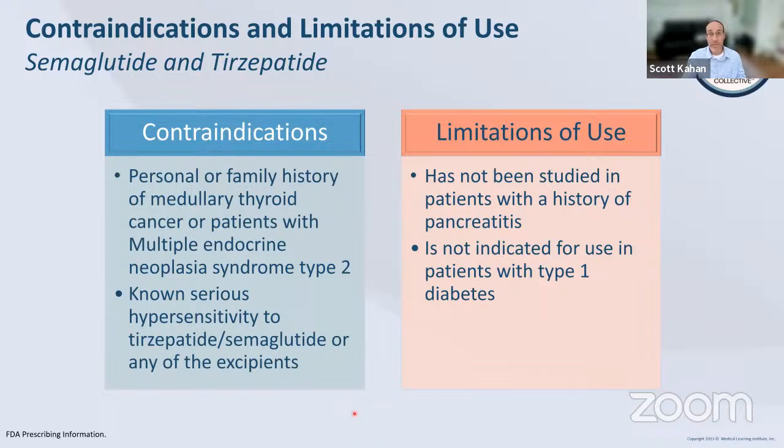So for one, the contraindications for both of them are a personal or family history of medullary thyroid carcinoma or MEN syndrome type 2, and of course, a known hypersensitivity to tirzepatide or semaglutide or any of the excipients. Now, neither of these have been studied in patients with a history of pancreatitis. We know that the GLP-1 medications as a class do increase the risk of pancreatitis. It's not a large increase, but it's a real increase. We need to be mindful of that. In general, we avoid using the medication in people with a history of pancreatitis. And if someone develops pancreatitis on it, of course, we stop the medication. It's not indicated. It hasn't been fully studied, neither of them, in patients with type 1 diabetes.